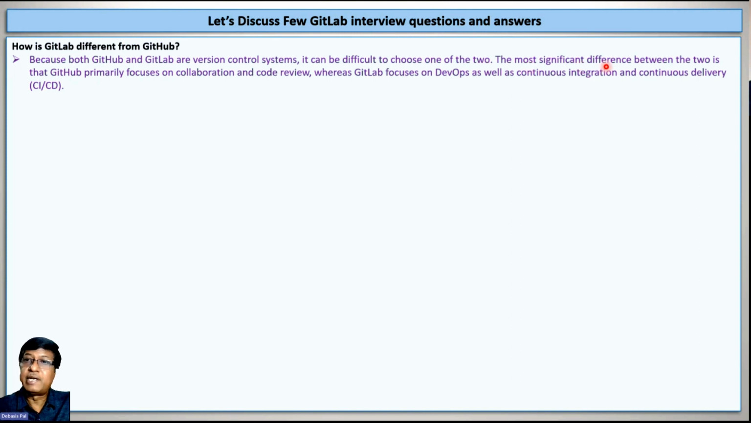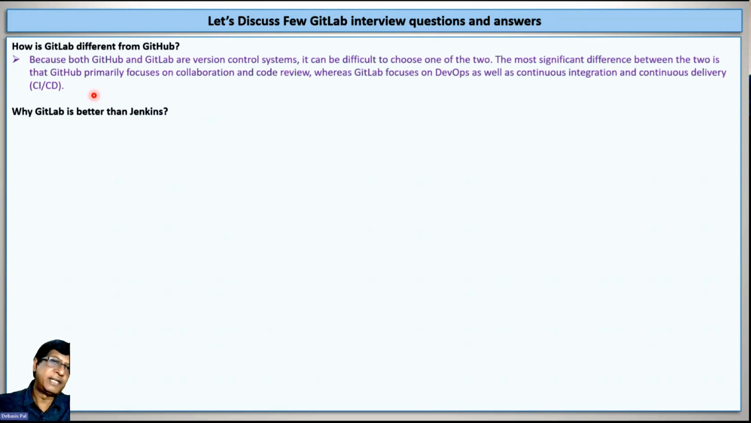The most significant difference between the two is that GitHub primarily focuses on collaboration and code review, whereas GitLab focuses on DevOps as well as the continuous integration and continuous delivery pipeline. Somebody has given me the correct answer. I do not know her name, but thank you. Congratulations. You have just hit the right answer.